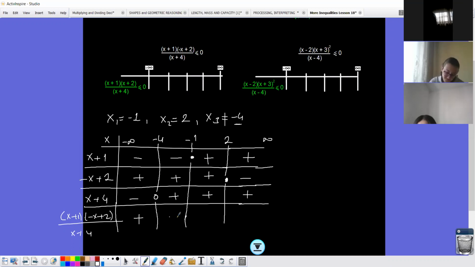Okay. Yes, I was asking Kibariye, what will be? Minus. And here? Plus. And at the end? Minus. Which ones will be our solution? Pluses or minuses?